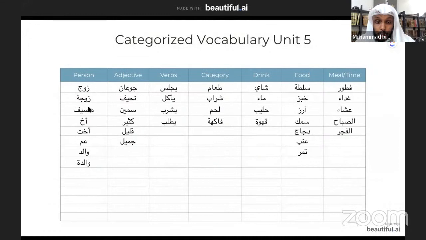So we have persons, these are people, and adjectives that you can use to describe them. Or you can also use the adjectives to describe the food or drinks. We have the verbs from this unit: يجلس يأكل يشرب يطلب. We have categories: طعام شراب لحم فاكهة. These are categories, i.e. different foods belong in one of these categories. So you can say, for example, ماذا تفضل. I should have added that as a verb, تفضل. You could say ماذا تفضل من الطعام, ماذا تفضل من الشراب. That's what I mean by category. You can't say ماذا تفضل من السمك. Maybe you can. Salmon could be a category as well, if we talk about different types of fish. Then we have drinks: شاي, ماء, حليب, قهوة. Then we have meals or different times of the day: صباح, فجر, فطور, غداء, عشاء, and so on and so forth. You make your own sentence, inshallah.